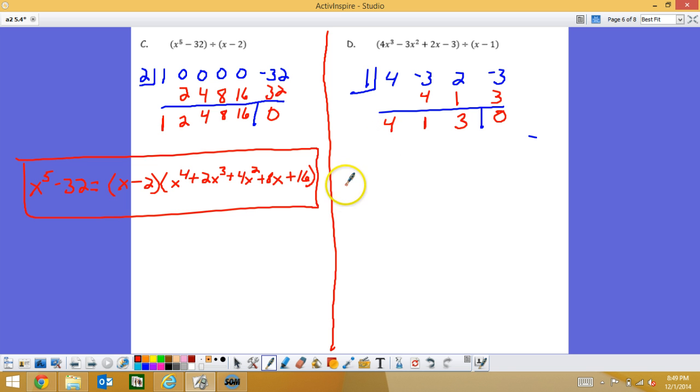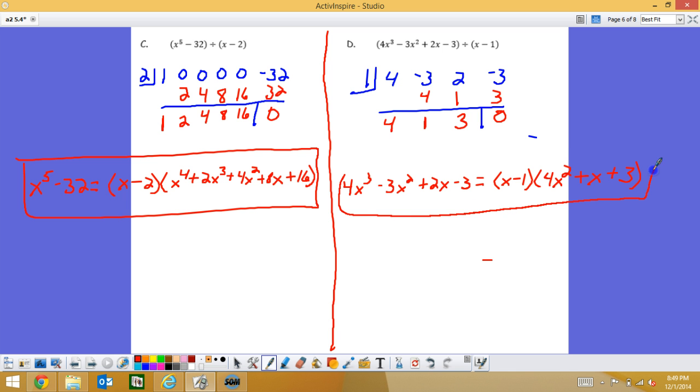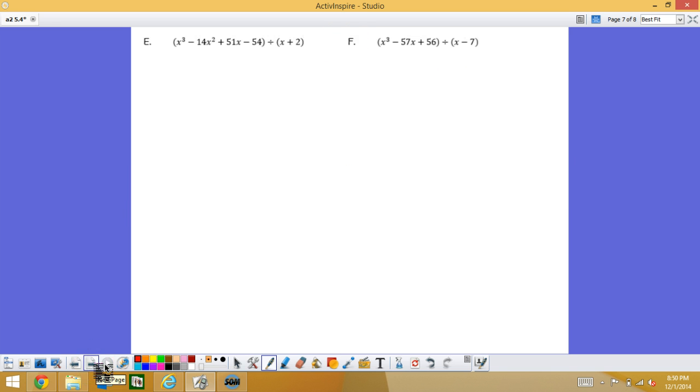So, in quotient remainder theorem form, our dividend is equal to the divisor times the quotient, which is a quadratic. And again, there is no remainder. And we do have 2 more.